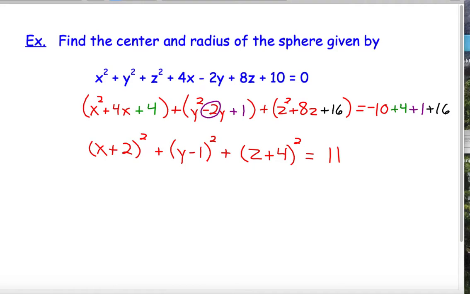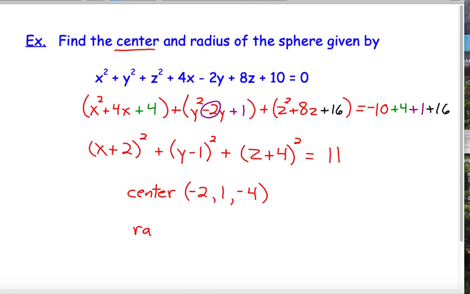Okay, so now I have my sphere. Find the center. The center is going to be, we have x plus 2, so the x coordinate is negative 2. y minus 1, so the y coordinate is positive 1. And then for the z, we have negative 4. So that's the center of the sphere.